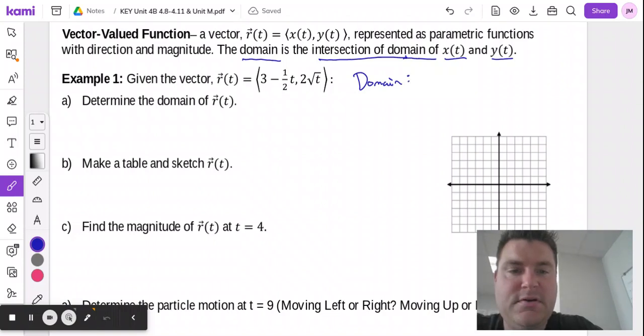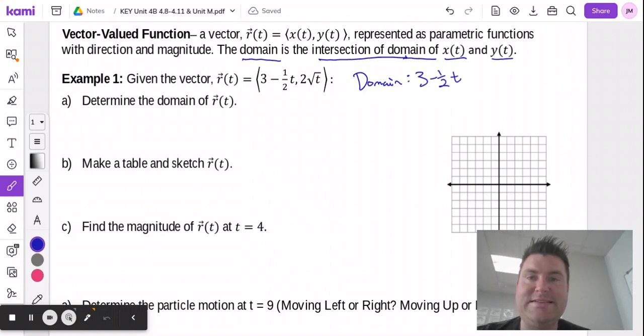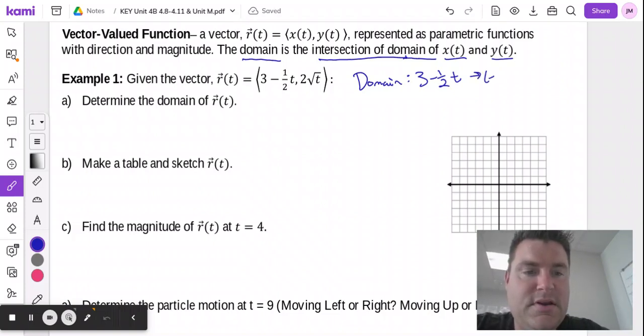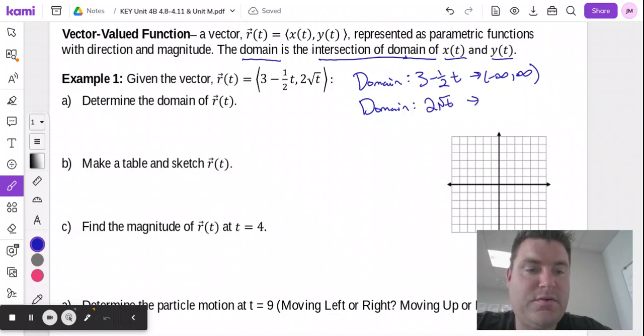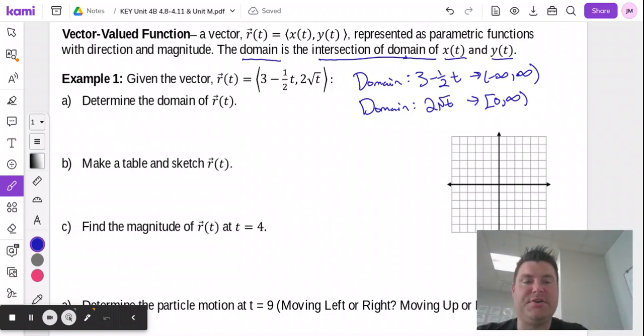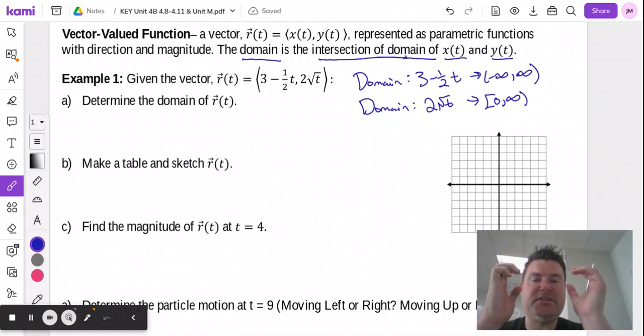So the domain of 3 minus 1/2 t, well, that's a line. All lines have the same domain of negative infinity to infinity. And then the domain of the vertical component, which is 2 root t, that is a square root. So we have to be between 0 and infinity, and we can equal 0. So we're going to combine those together.